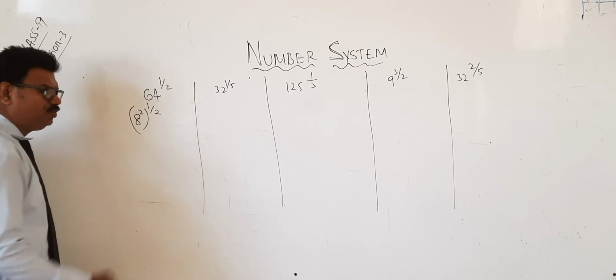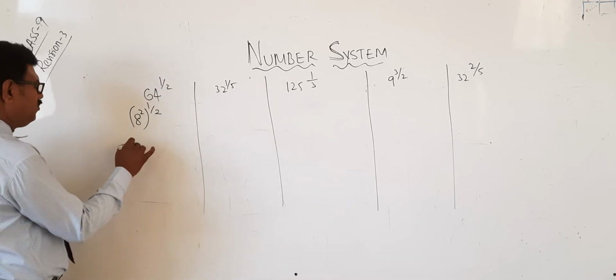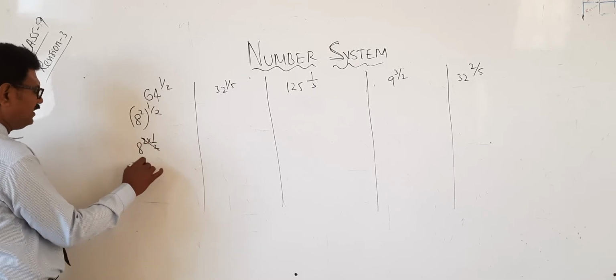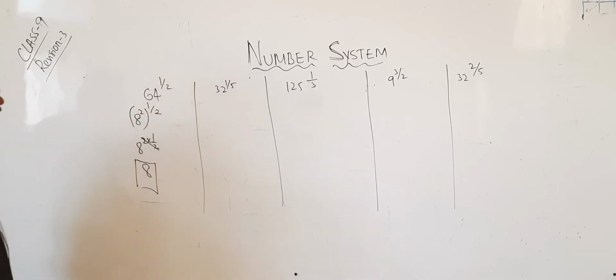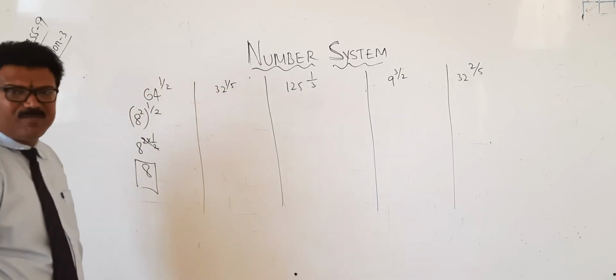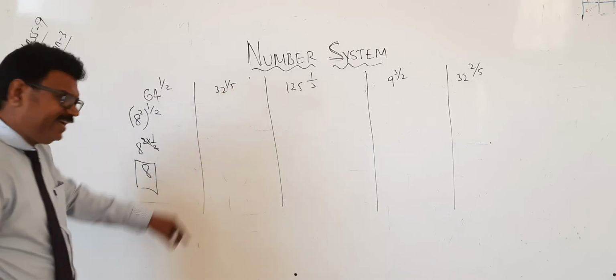1 by 2. Now according to the fifth law, what does it say? 8 to the power of 2 into 1 by 2. 2 cancel. Answer is what? 8 only. Did you understand? Very simple. Next, 32 can be expressed in the form of power, so that its power must be 5.